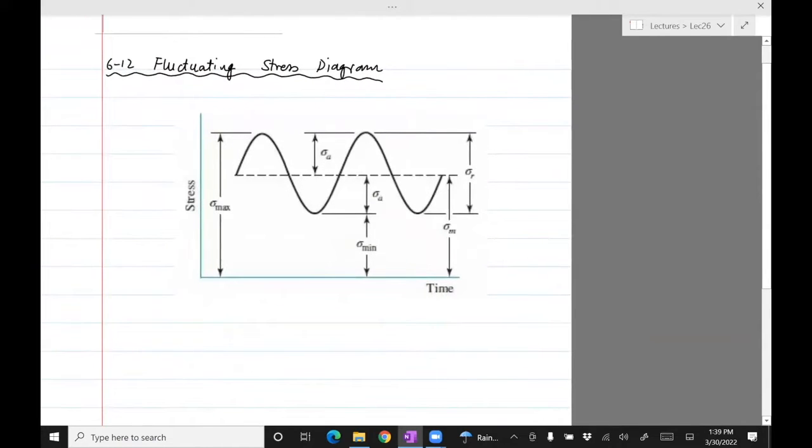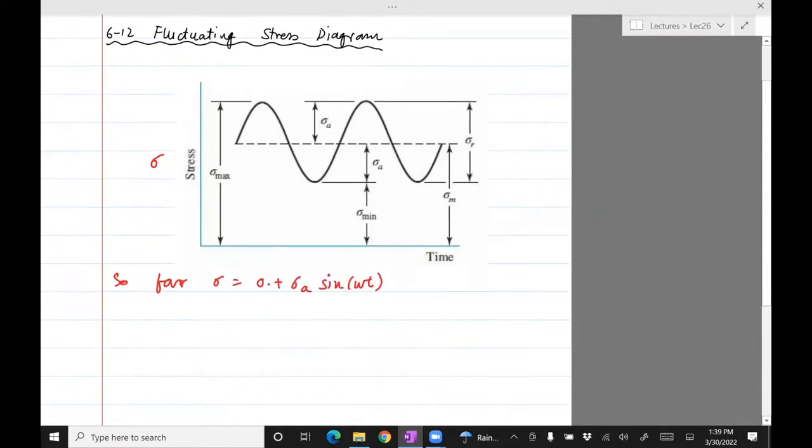Let's move on to a slightly different scenario. We've talked about fatigue loading, but so far we talked about stress, which is sigma equals 0 plus sigma amplitude sine omega t. I intentionally wrote the 0 there. It's just showing you that there is no mean stress, and it's just reverse loading, which means it goes from plus sigma A to minus sigma A.